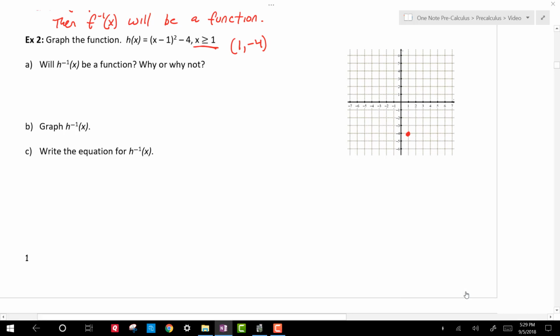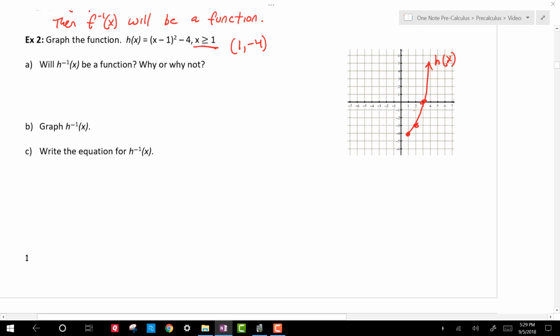And my restriction says that I'm only supposed to be greater than or equal to 1. Well, my vertex is already at 1. So I don't need to graph the left side of this parabola. I just need to graph the right side. So that would be up 1 over 1. Up 3, 1, 2, 3 over 1. And I could actually draw this parabola with that restriction. It would look just like that. Okay? So this is h of x.